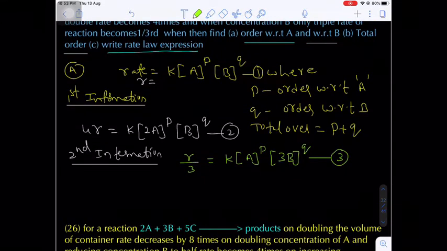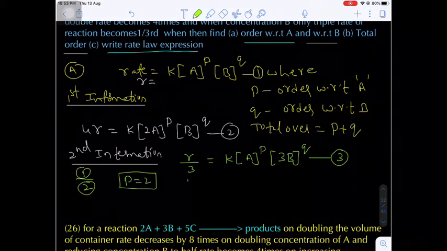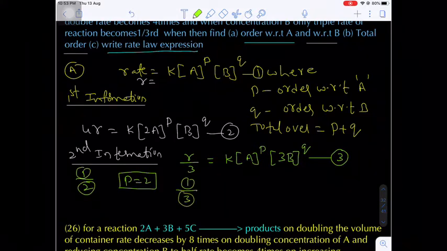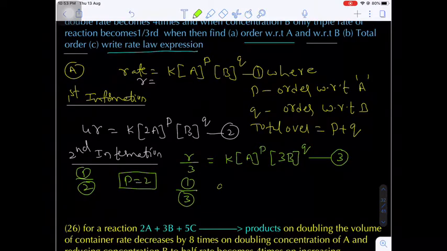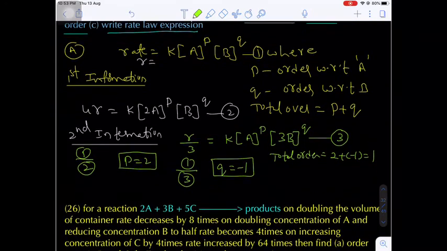After simplification, if you divide equation 2 by 1, you will get the p value which is equal to 2. Then equation 1 upon equation 3, if you simplify, you will get the q value which is equal to -1. So total order will be 2 plus -1, that is equal to 1, first order.